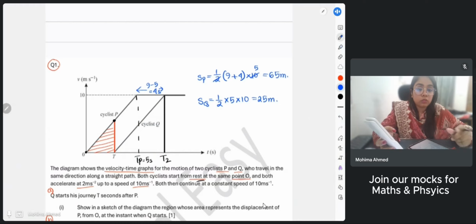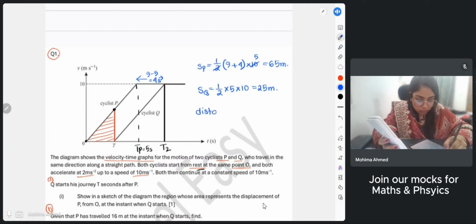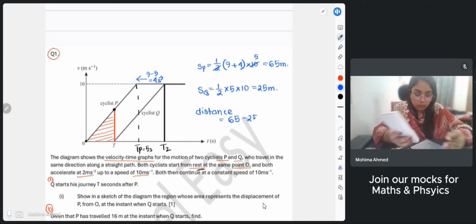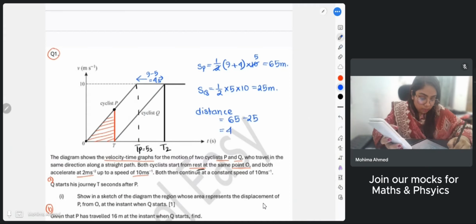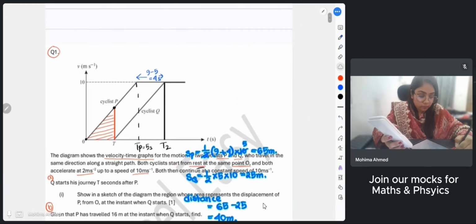We want to find out the difference between the distances of the two cyclists when Q reaches 10 meters per second, right? So you just want to find the difference between these two distances. I'm going to write distance over here, which is 65 minus 25. 65 minus 25 is 40 meters. Right, so this is the final value that you are asked to calculate. You want to find the difference between their distances by the time Q reaches 10 meters per second.